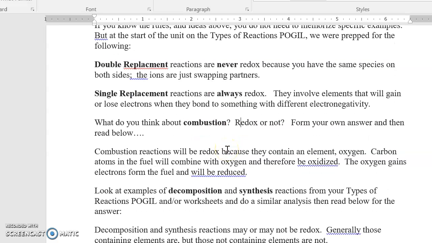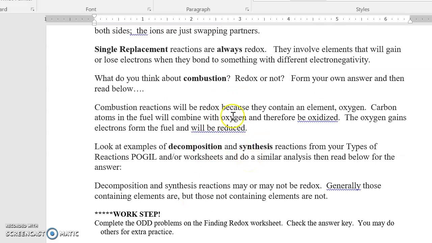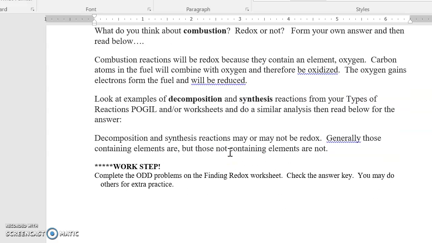All right. So single replacement reactions are going to be always redox because they contain elements. Double replacement reactions, you might remember we did a question in the POGIL at the beginning of the year that showed that we're just swapping the ions, but they're not changing their species. So those are never redox. All right. And read through the rest of the questions here in the lesson about combustion, decomp, and synthesis.